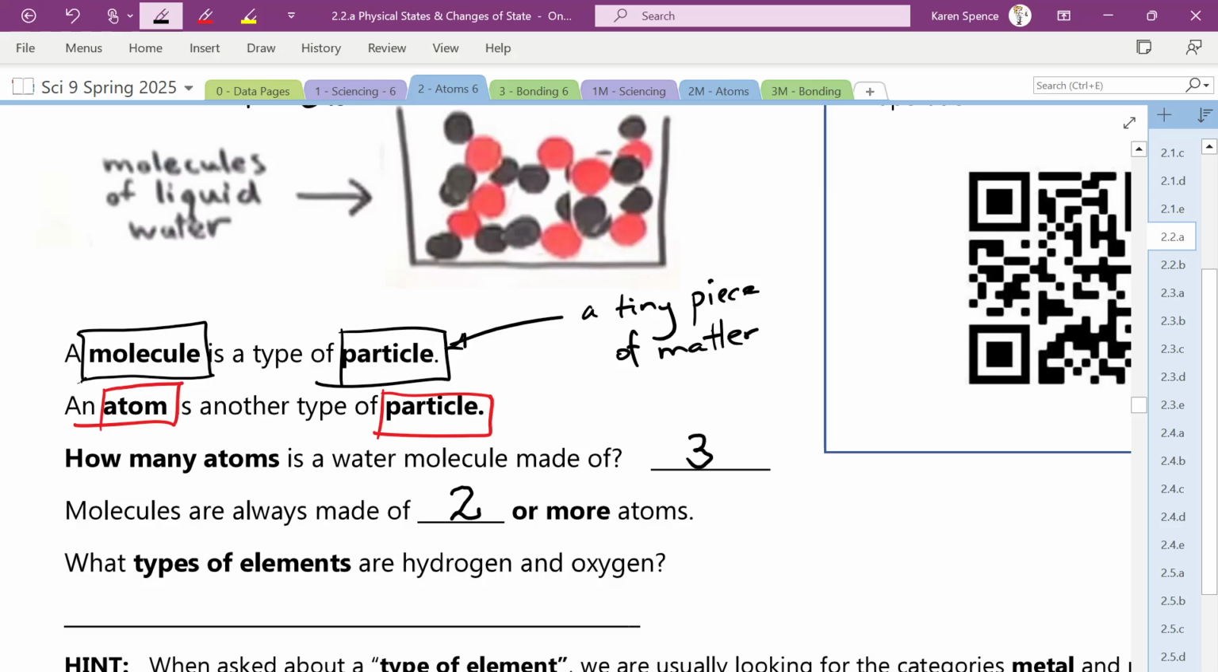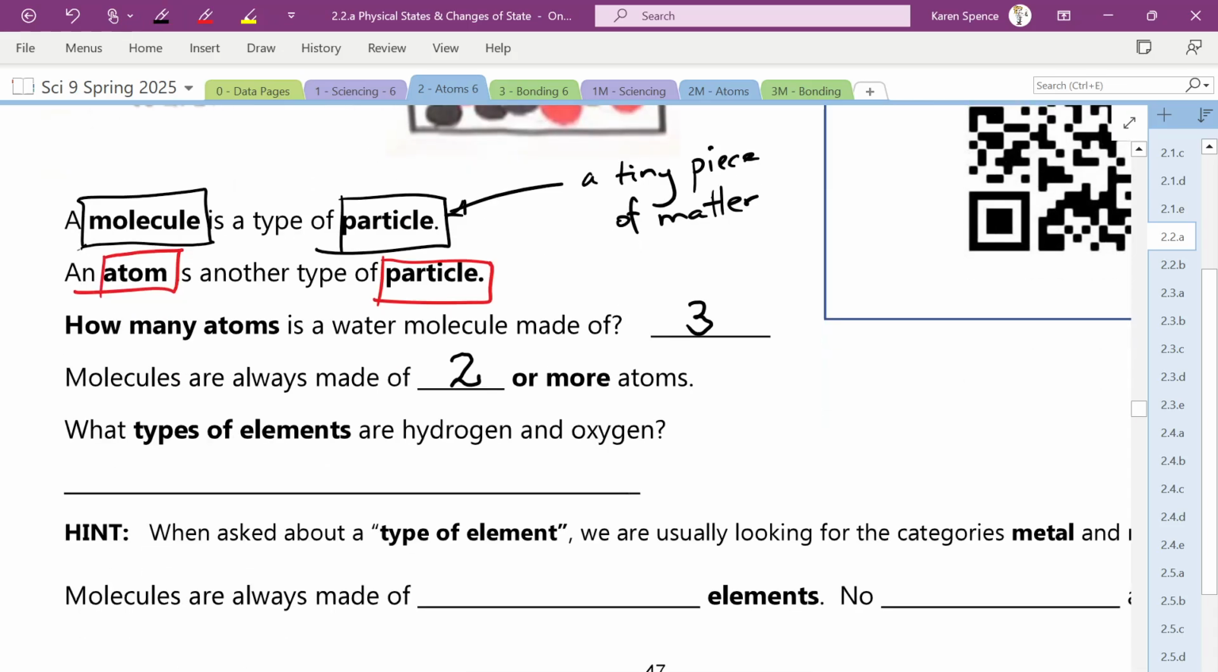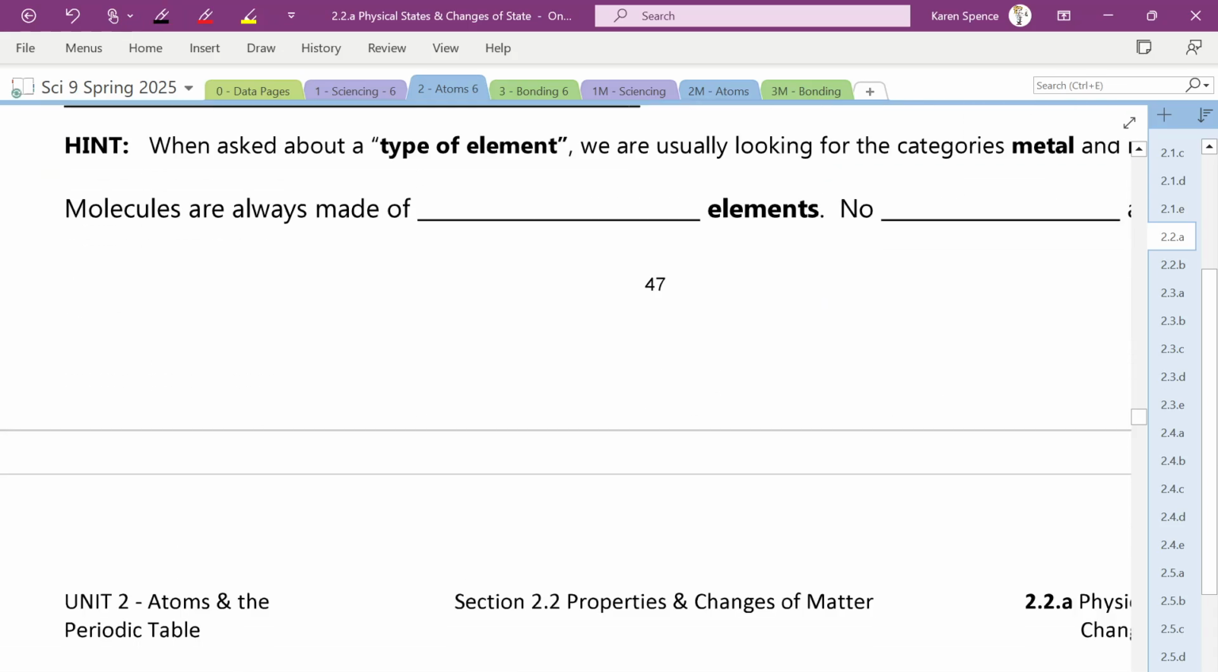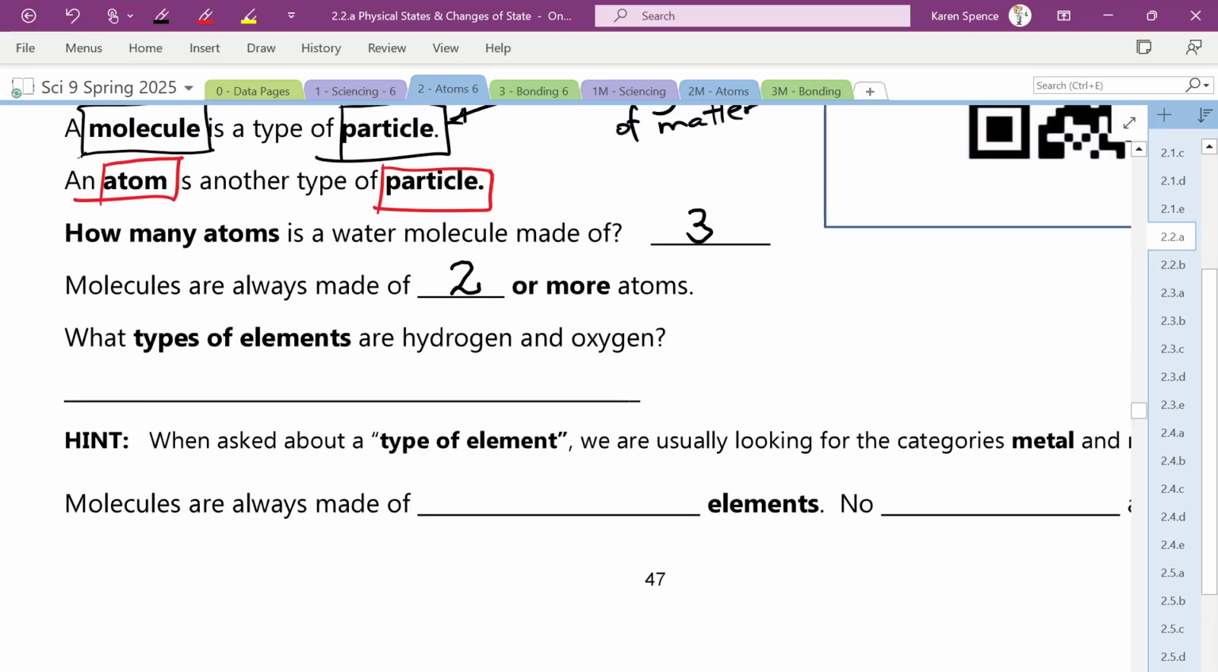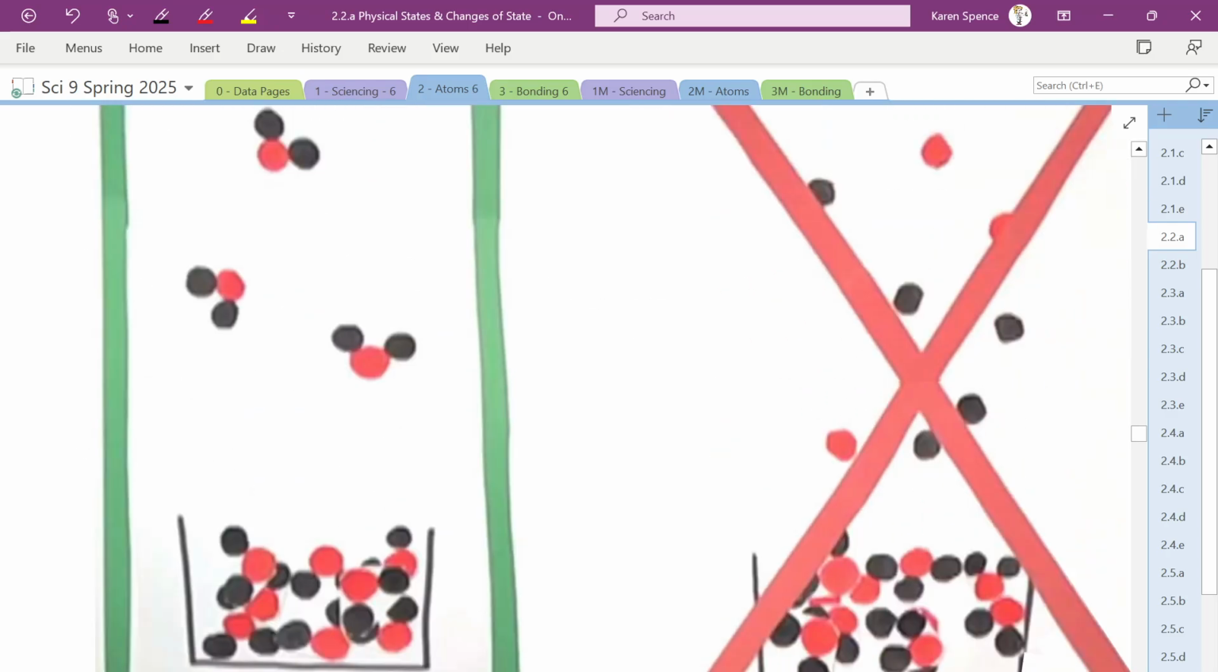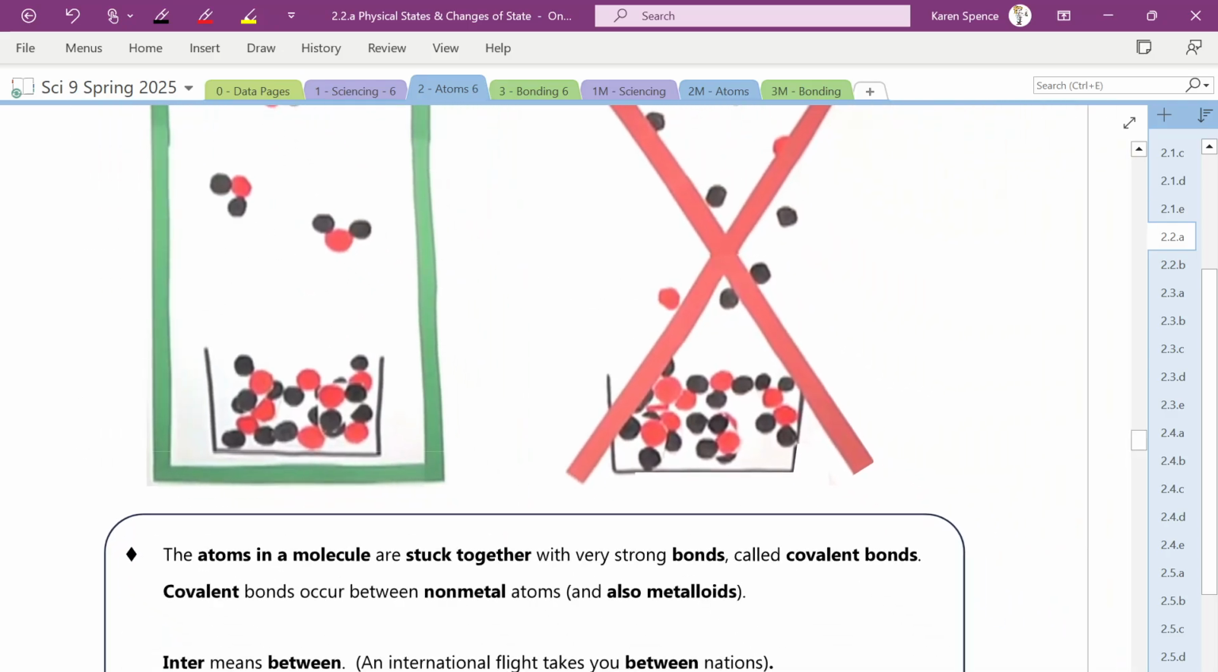We'll answer this question about the types of elements later. We haven't talked about that yet, so we'll come back to that. Okay? Did you guys learn about metals and nonmetals last year? No. Okay, then let's not talk about that yet. So let's just go down here.